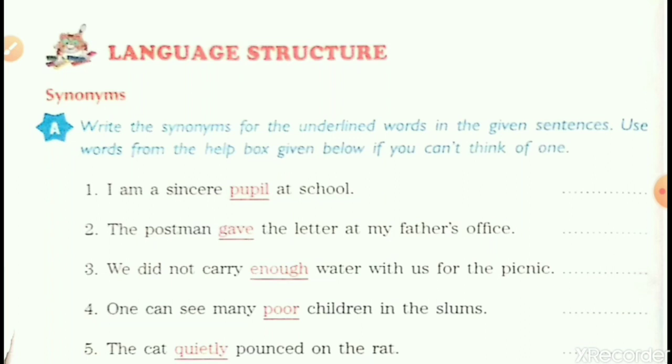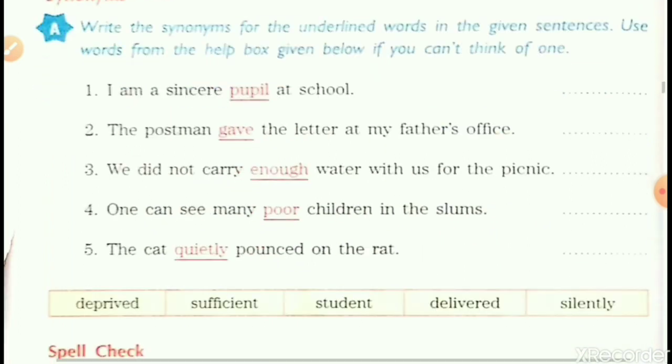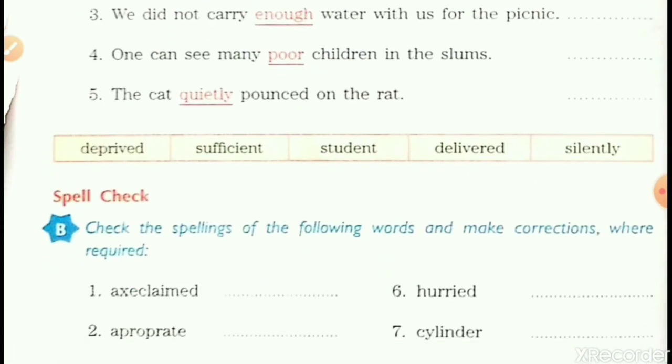So, in this exercise, write the synonyms for the underlined words in the given sentences. Use words from the help box given below if you can't think of one. Now, in the words given in the box, you can see certain words. So now, let's look at the words in the box.